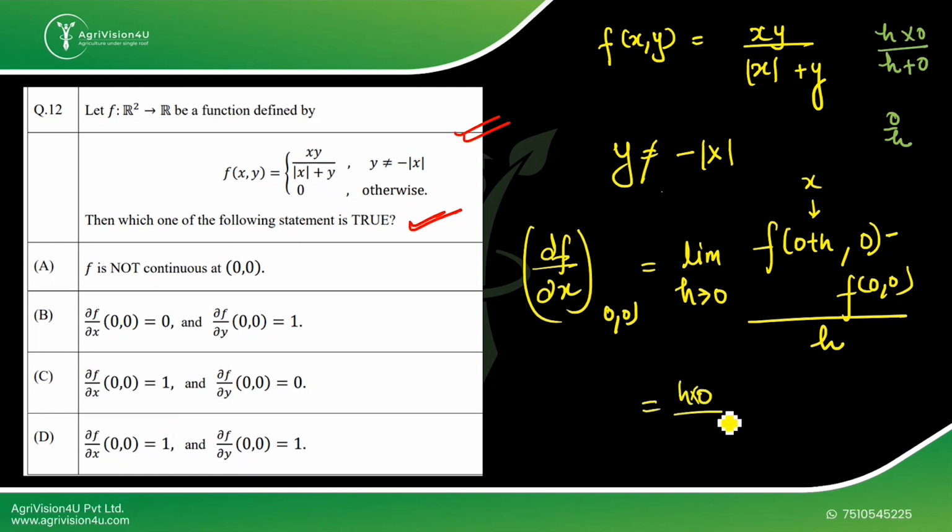h into 0, h plus 0 minus 0, because if you put x value 0 here and y value 0, you will get 0, right? Divided by h. So it means what you are getting? You are getting 0 upon h square. Ultimately, it is 0.